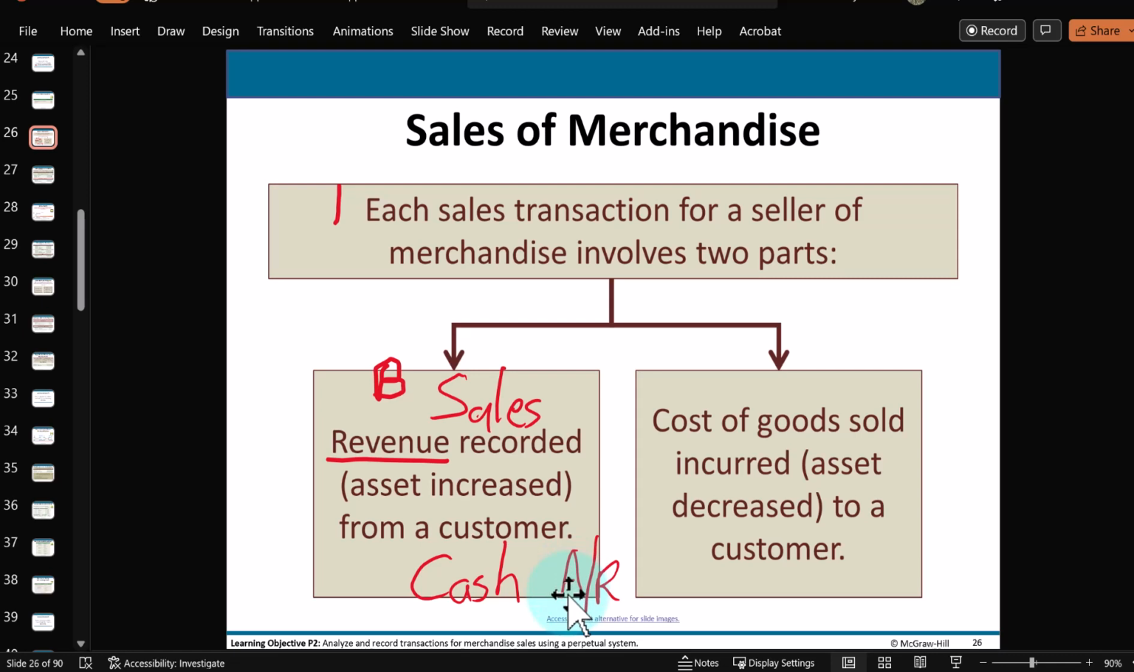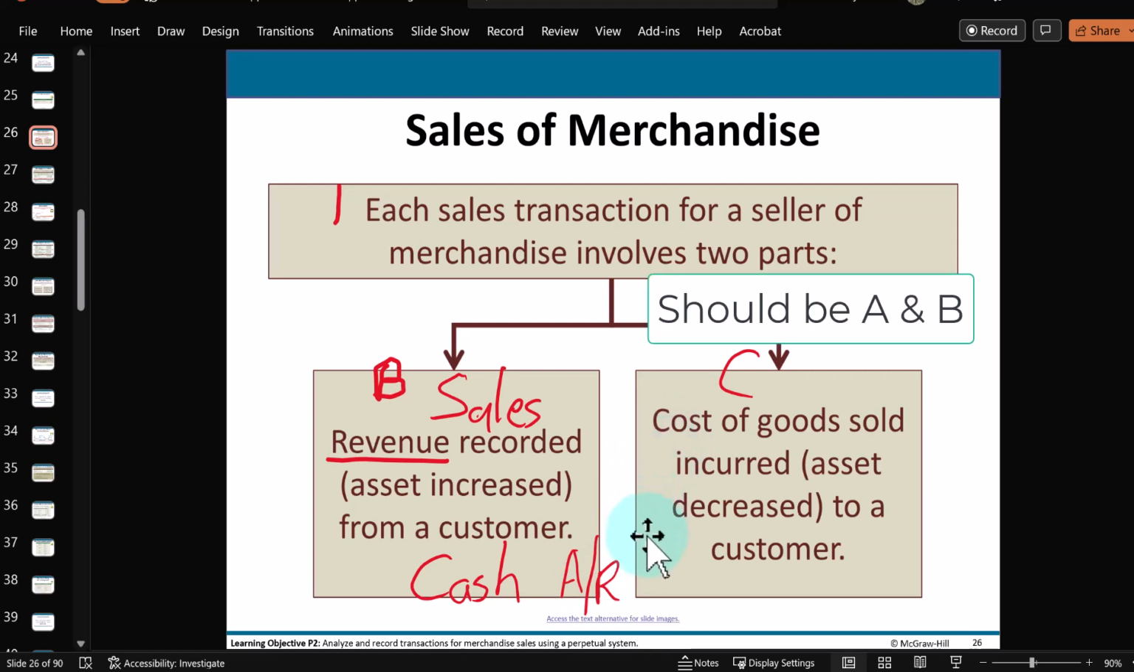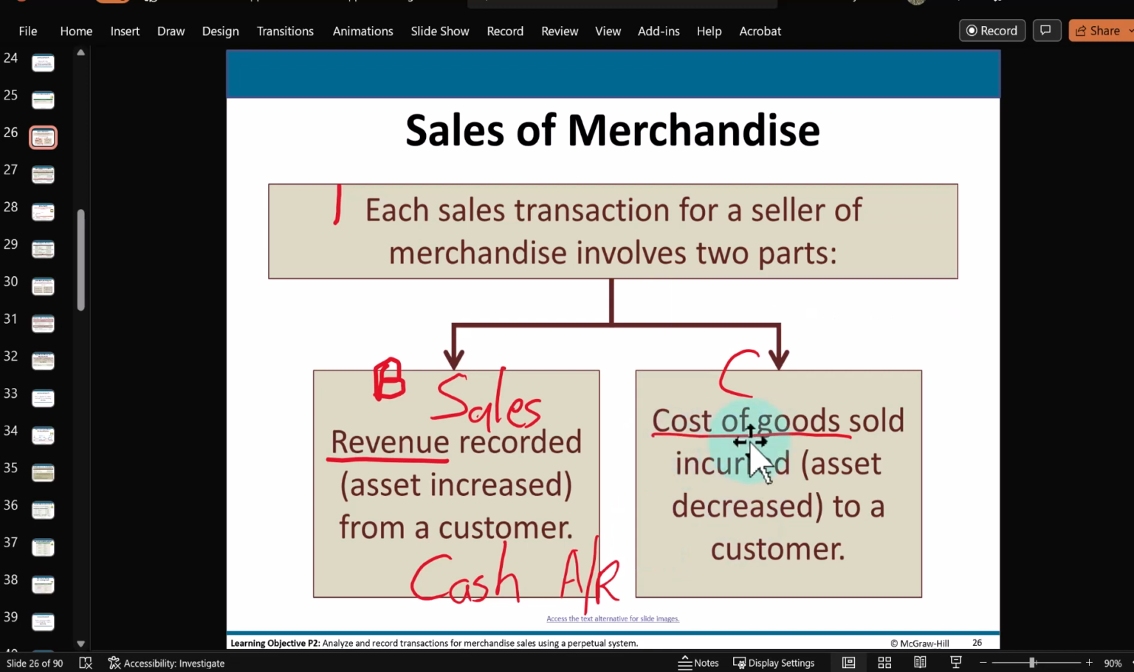And then the second transaction we record at the same time for a sale is to record that expense called cost of goods sold, increasing expenses with debits. And at the same time, we have to credit something else, here decreasing the asset. And that asset is the one we've been learning in this chapter called merchandise inventory. You've got to reduce the merchandise inventory asset because that inventory is gone. It left for the customer.